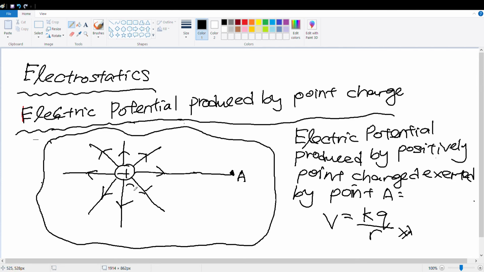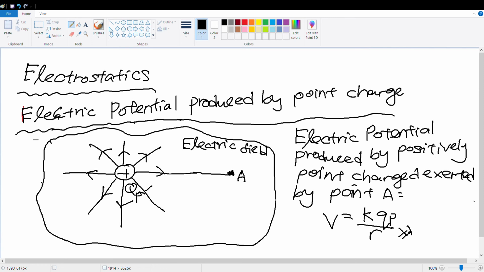So let's say I have my QP, and this one shall be my QP. Since this point A is in the region of this electric field, the point A is inside the region of the electric field produced by this charge P. So the electric potential exerted at point A is KQP over R.